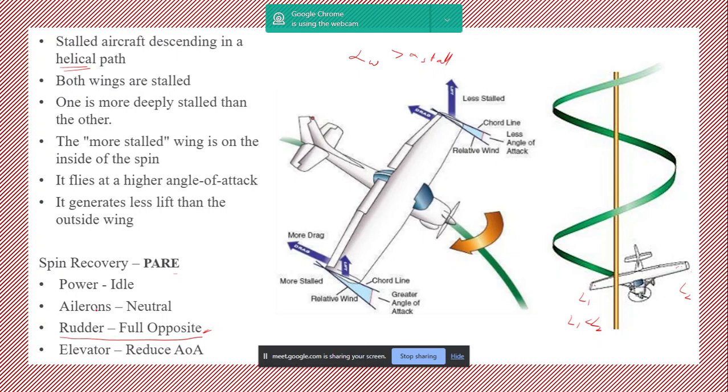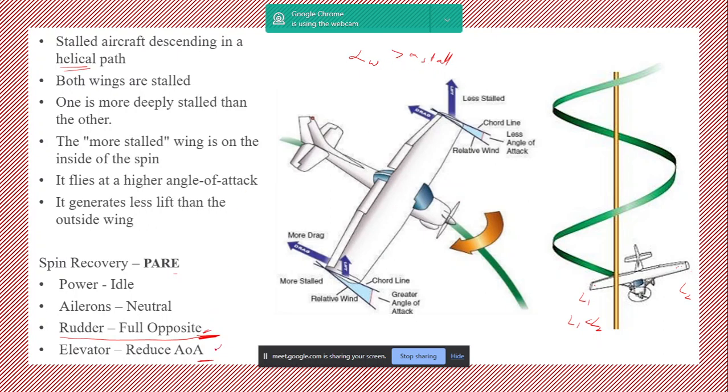So you need to neutralize your ailerons, that is, make both the angle of attacks the same. Then you put your rudder in the opposite direction, deflect your rudder completely, full rudder deflection in the opposite direction. Then you ensure after it has recovered, so at this stage the recovery has started, then you reduce your angle of attack at both the wings so that it is no longer greater than stall.